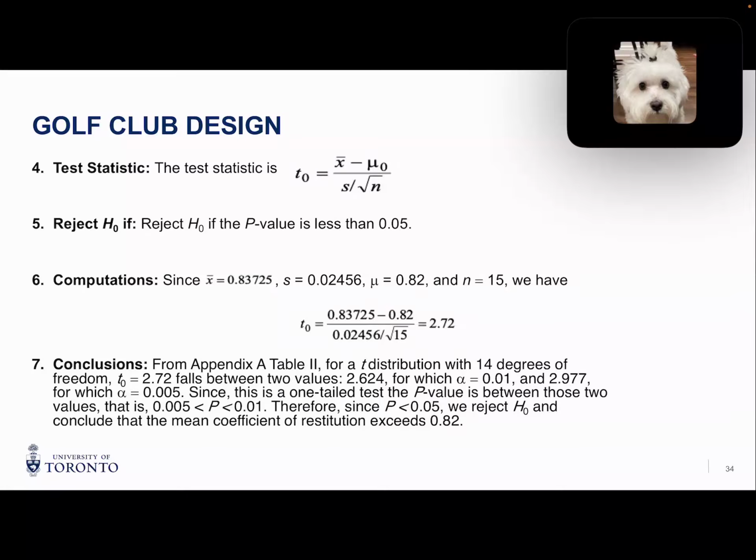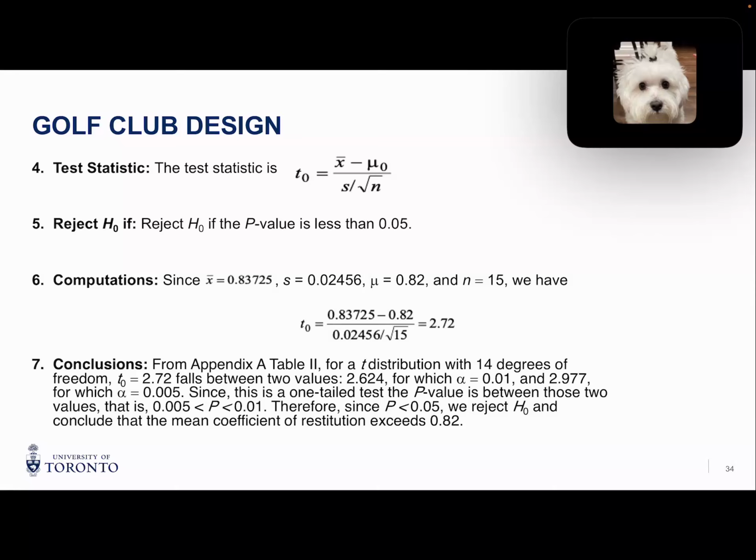Again, we didn't know the variance, and so we're going to need to use the t statistic, where we're looking at the difference between our measured mean and the population mean, standardized by our sample variance and the number of observations. We reject H0 if the p-value is less than 0.05, because that's our fixed significance. We know x bar, the variance of the sample, the mean, and the number of samples, so we can calculate t0.